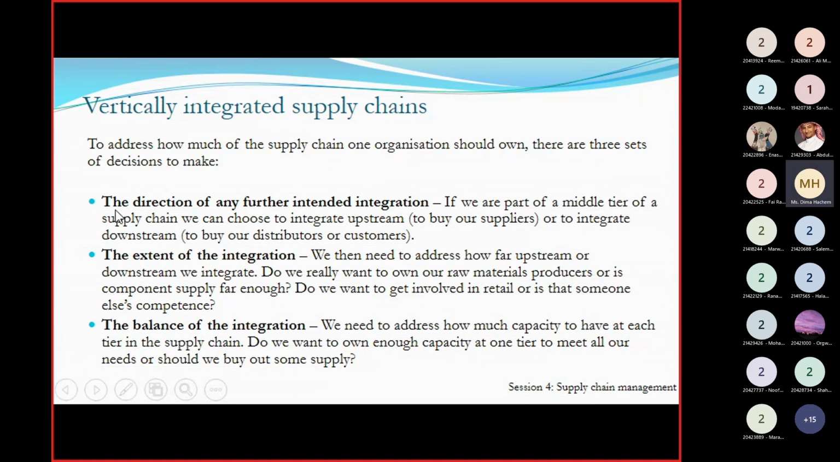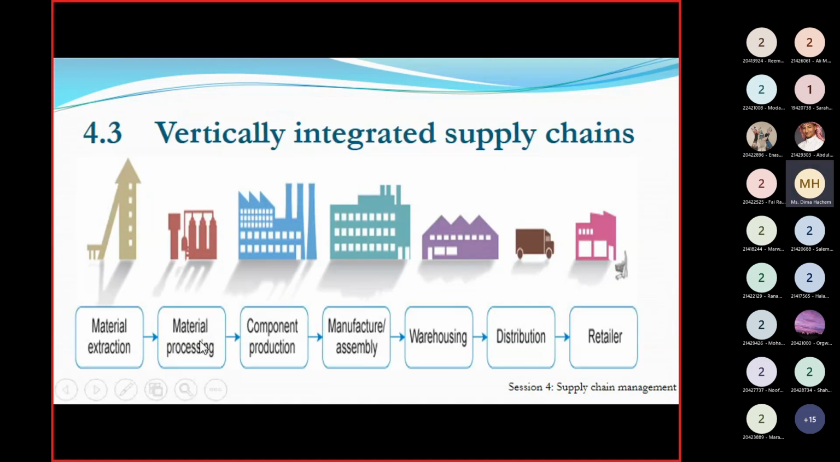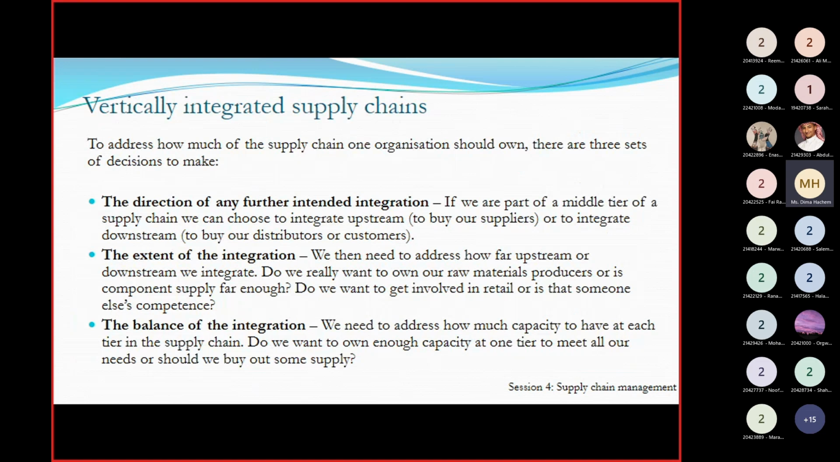So first of all, you need to decide which direction to go. Do you want to go right or left? Usually it should be up or down with the vertical integration. Okay. So it depends on how you draw this supply chain, from up to down or from left to right. It's the same concept. All right. So you need to know in which direction you want to buy this other business. Also, the extent of the integration. Will you buy only one business or more than one business? All right. And the balance of the integration. How much capacity are we able to handle?